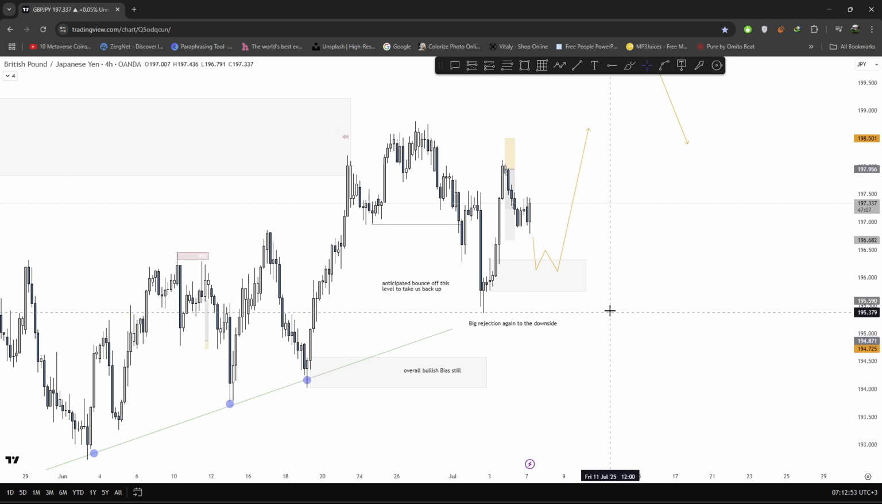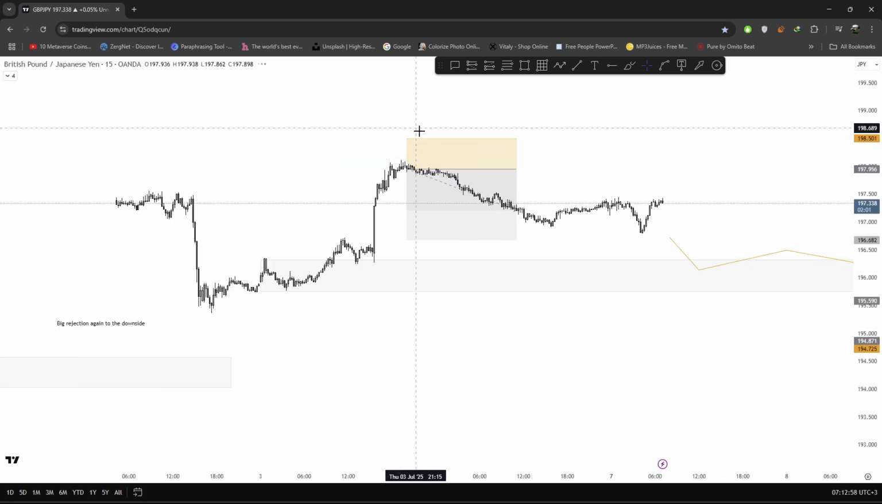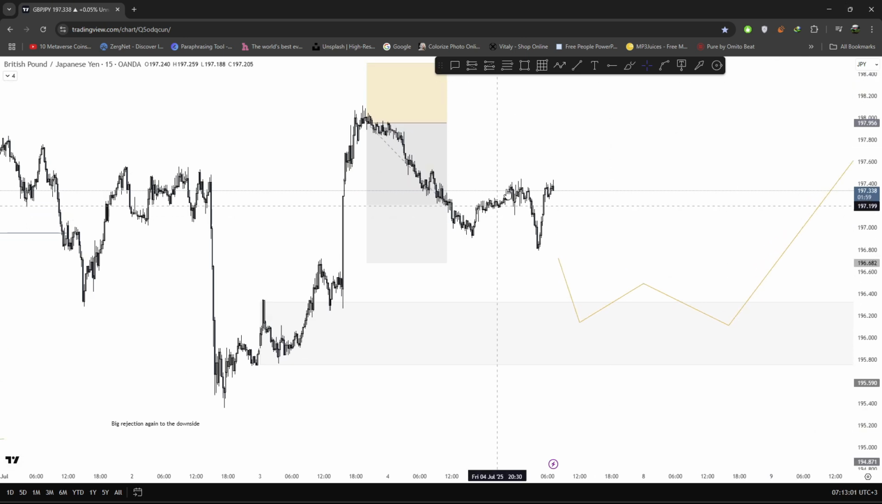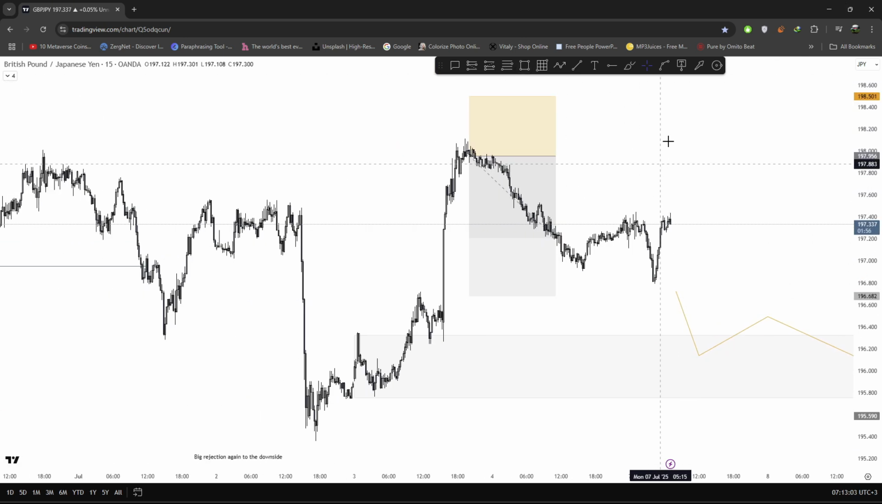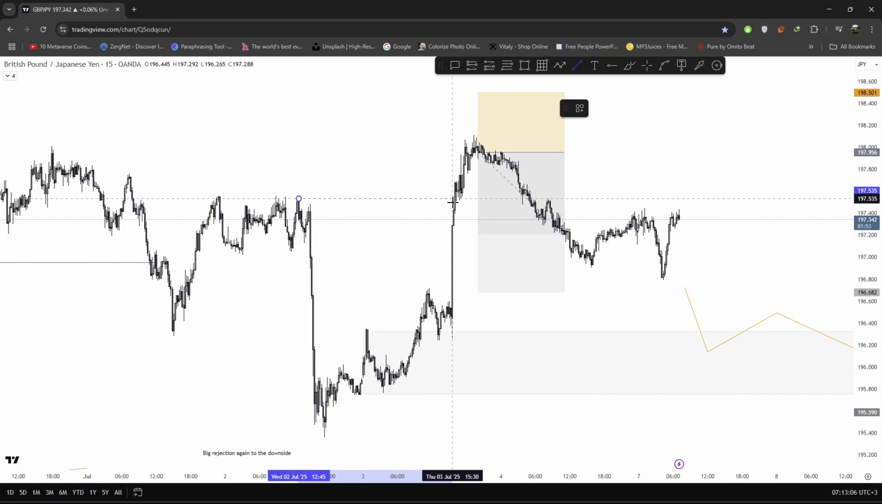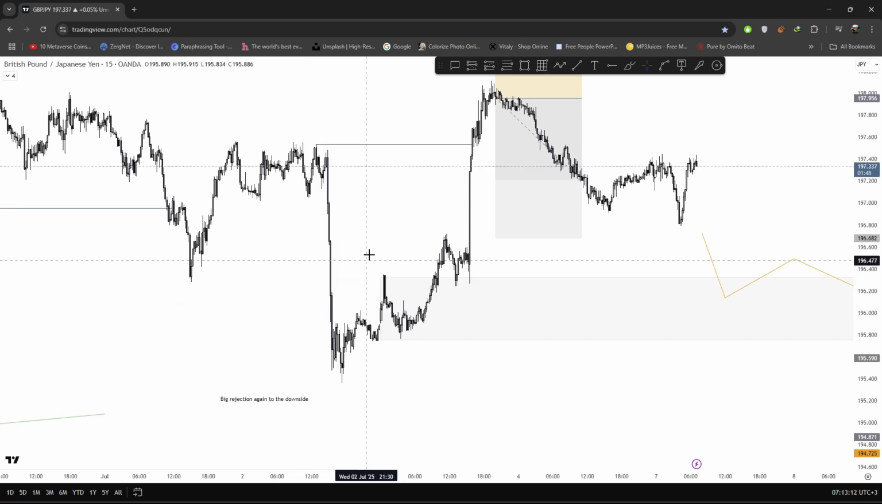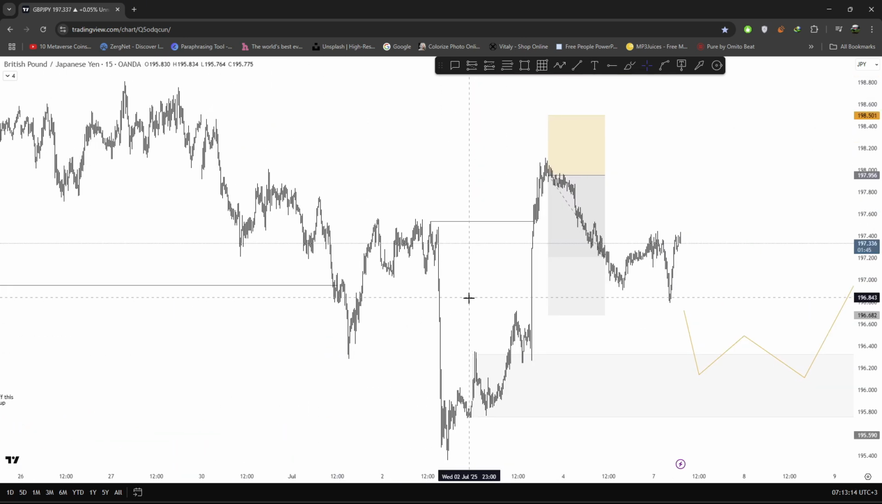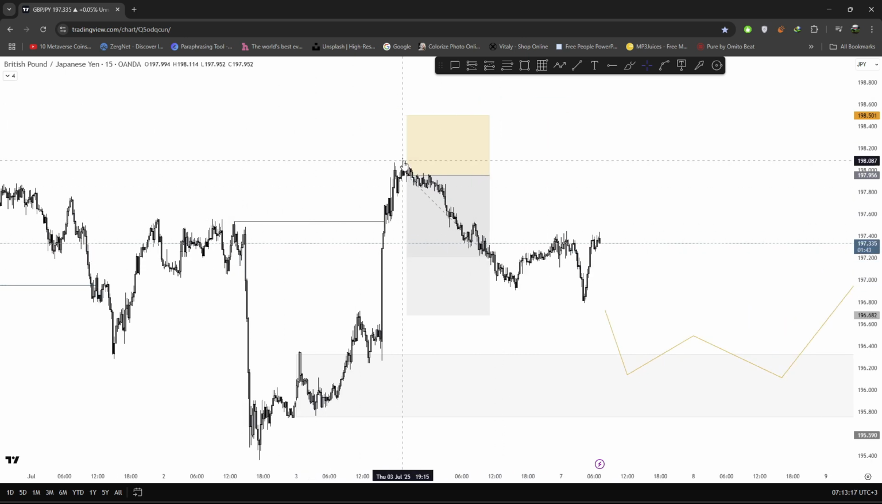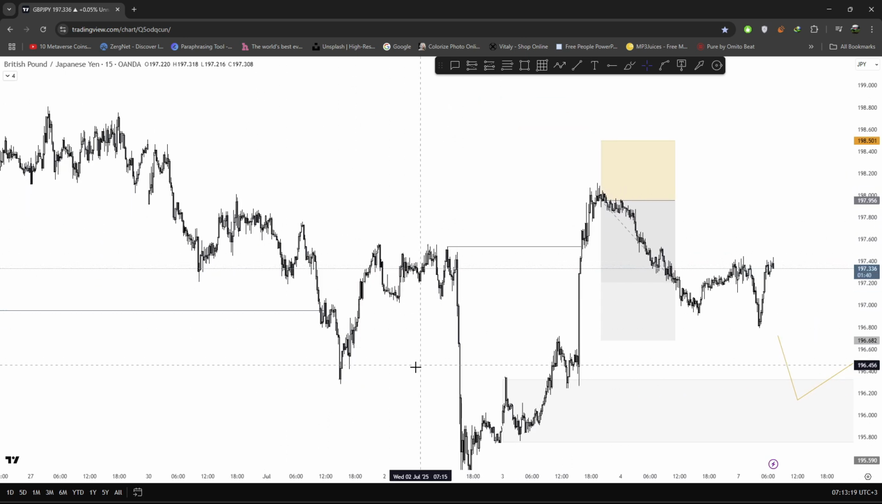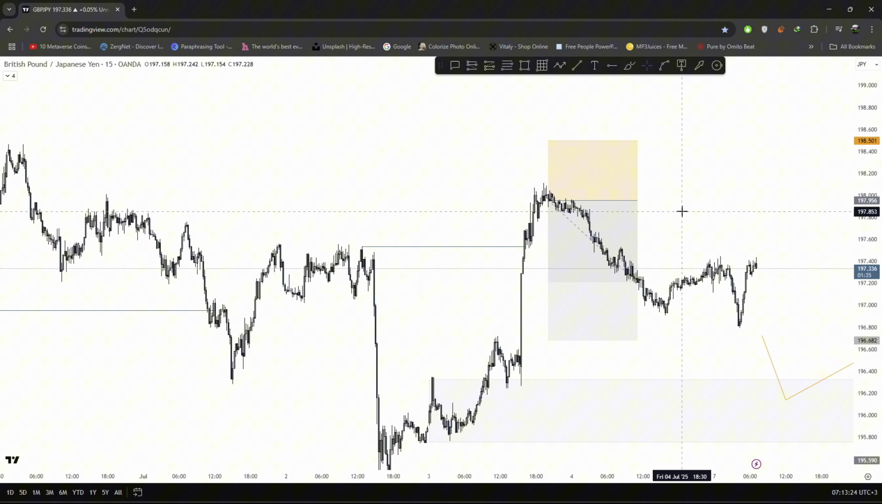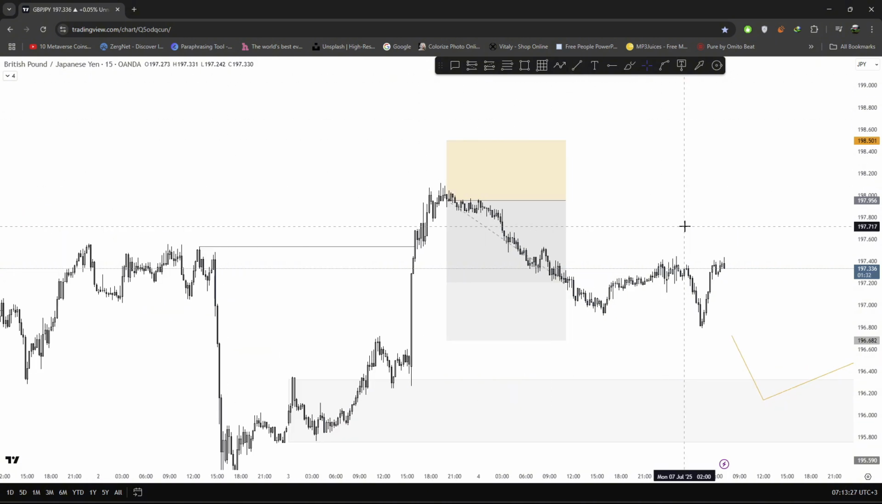GBP JPY. A bit interesting. We did get a nice trade last week, which was a pullback trade of sorts, which is nice. We had a correction to the downside. We have been printing lower highs and lower lows. We did get that nice break or liquidation of these strong internal highs. And then we did get into a 197.956 zone, sell, and a sell correction to the downside, which was very, very beautiful.